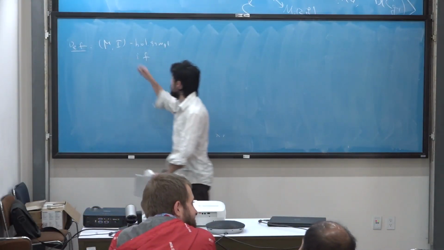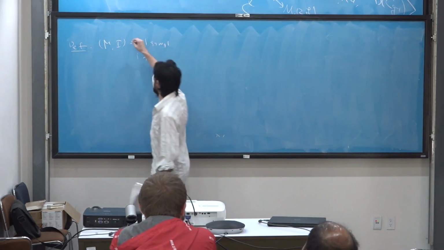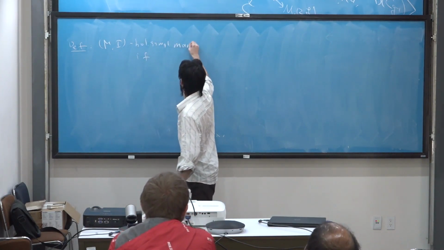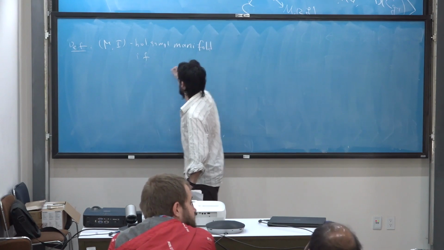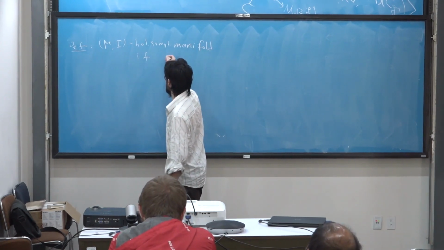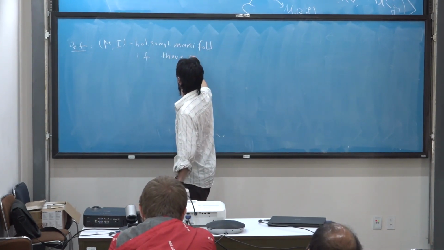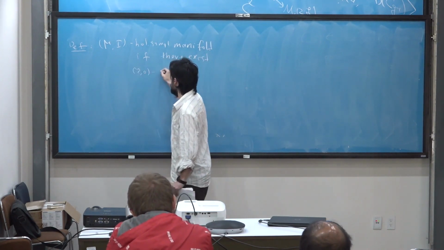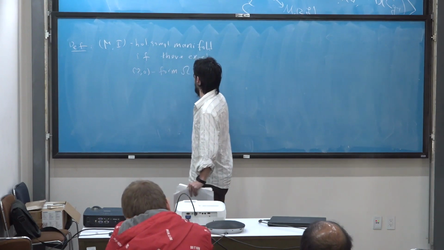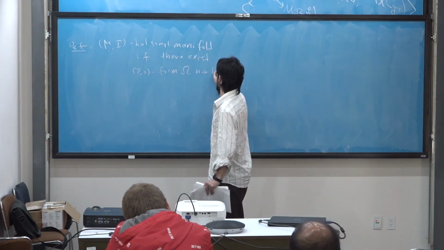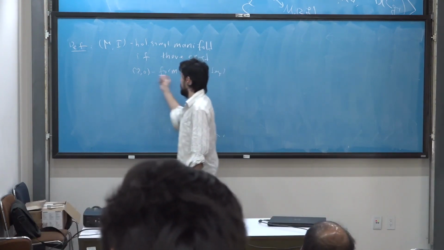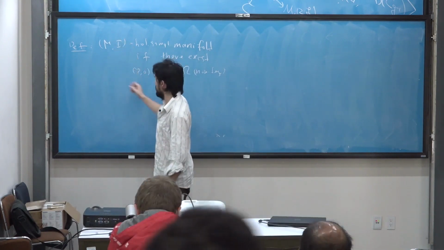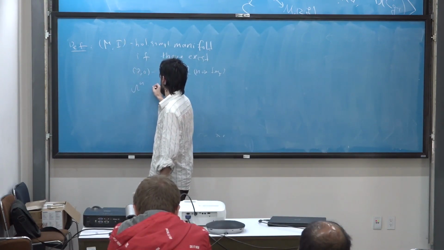Okay, so M is called a holomorphic symplectic manifold if there exists a holomorphic 2-form omega, non-degenerate. Then, since M is complex, omega to the n gives a section of the canonical class.